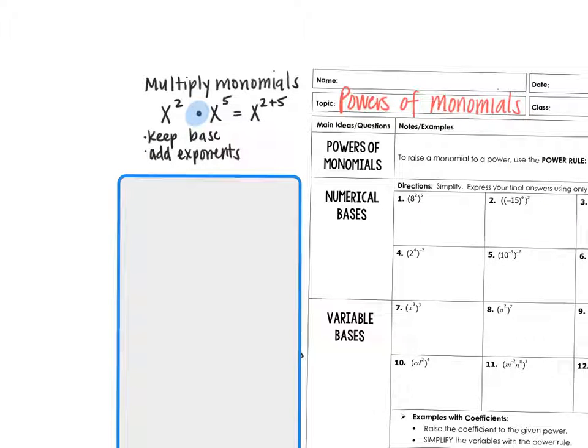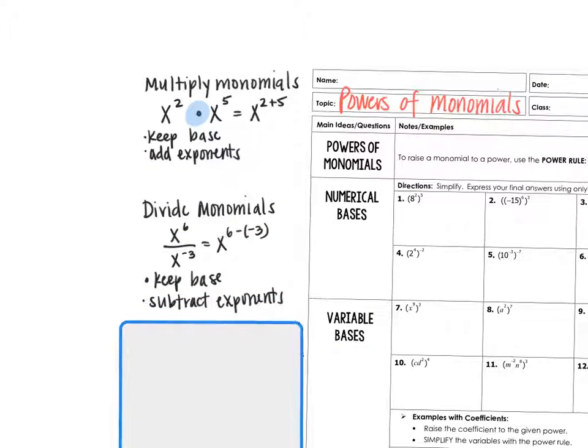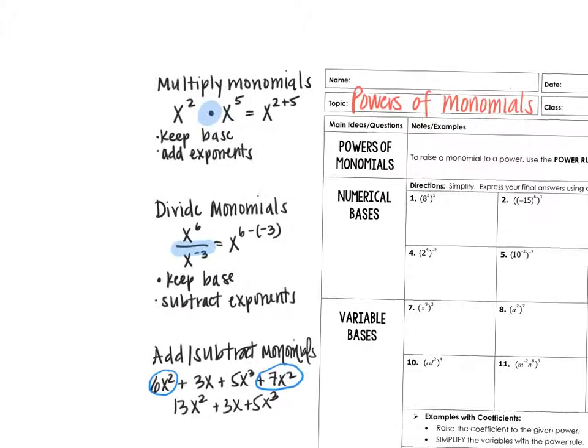After we multiplied monomials, then we talked about dividing monomials. Notice how this is for when you have one monomial over, or divided by, another monomial. So we keep the base and subtract the exponents, top minus bottom. So these are the three rules with monomials that we've covered so far. And lastly, we're going to cover powers of monomials.